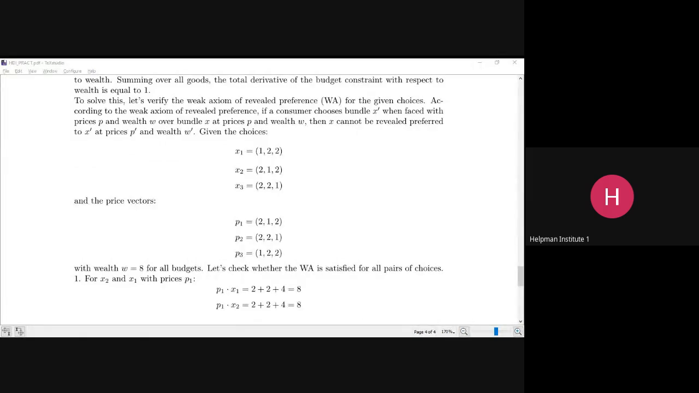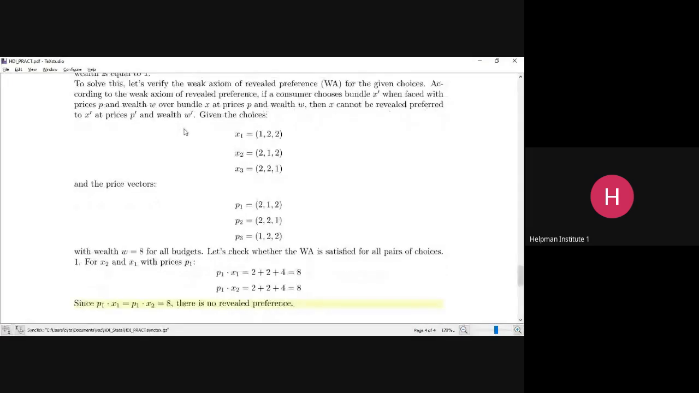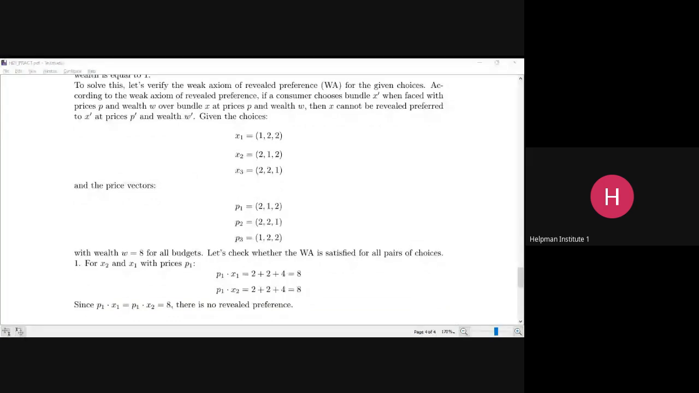Homogeneity. Yes, it's homogeneous. So we can say that there is no revealed preference. All right, so P dot X is the same thing as our weight. So there is no revealed preference in that order. We've done it for P1, so we also check for P2 and see if we can achieve that from P2.